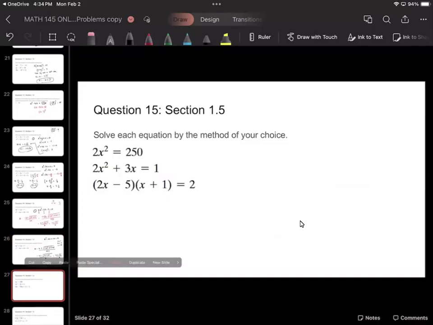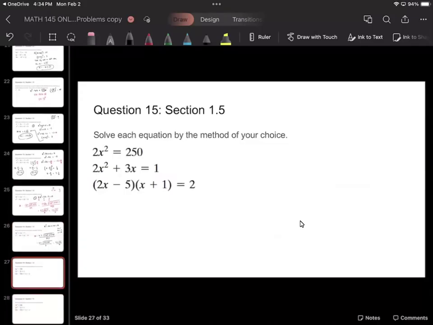All right, so now we are asked to solve it by the method of our choice. Let's see, what am I going to choose? The first one is pretty straightforward, isn't it? Divide by 2 on both sides. Take the square root. Wait, this is not a perfect square. You can just leave it like that. Okay, so that is your answer.